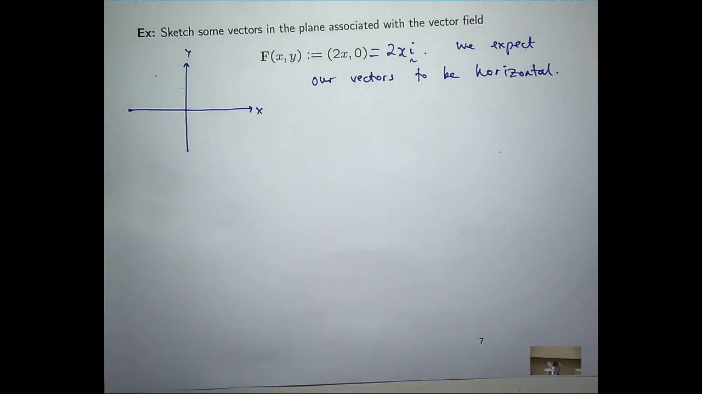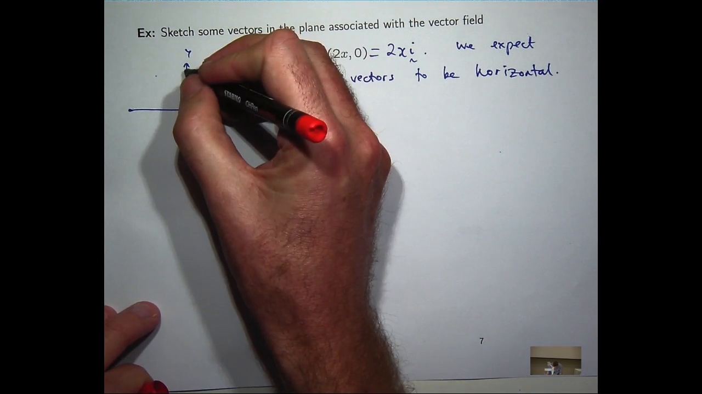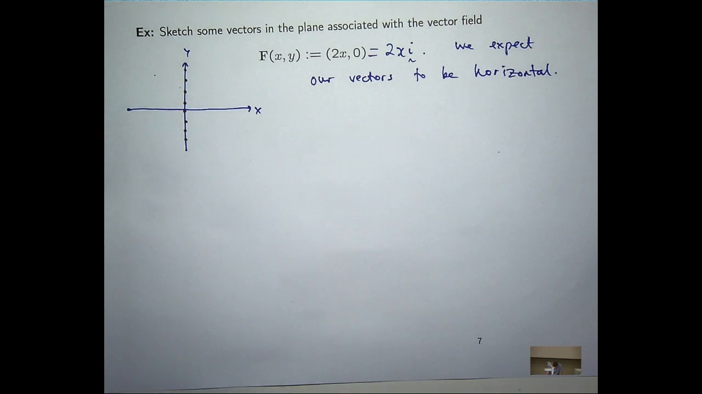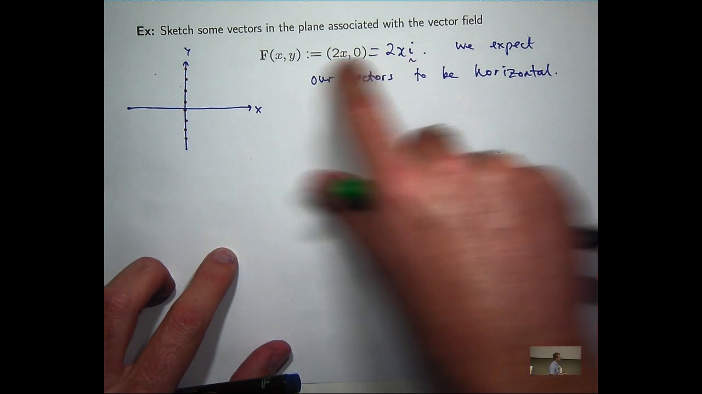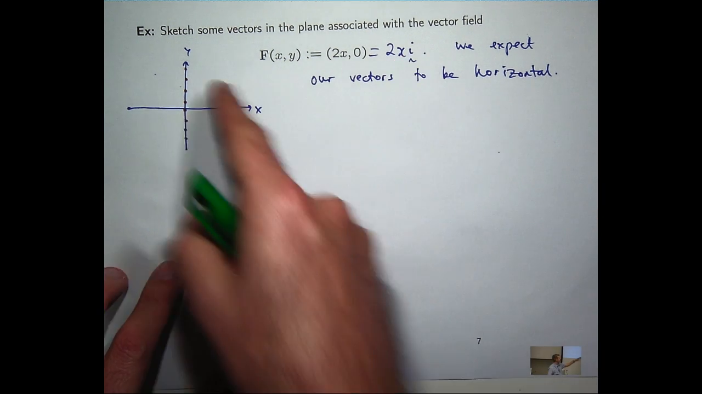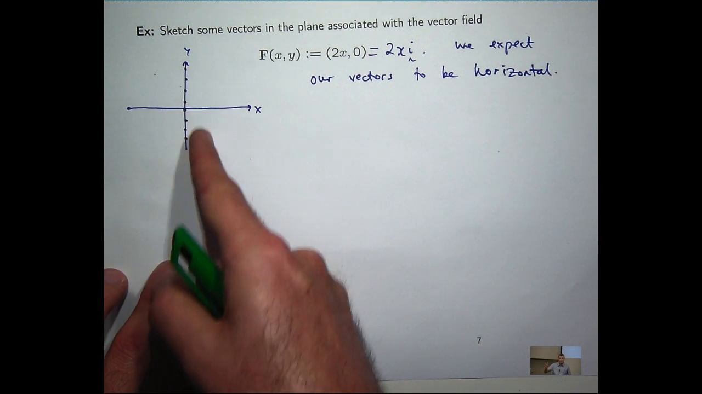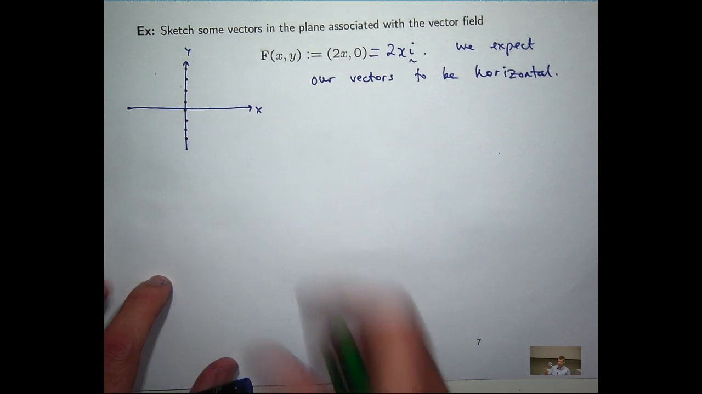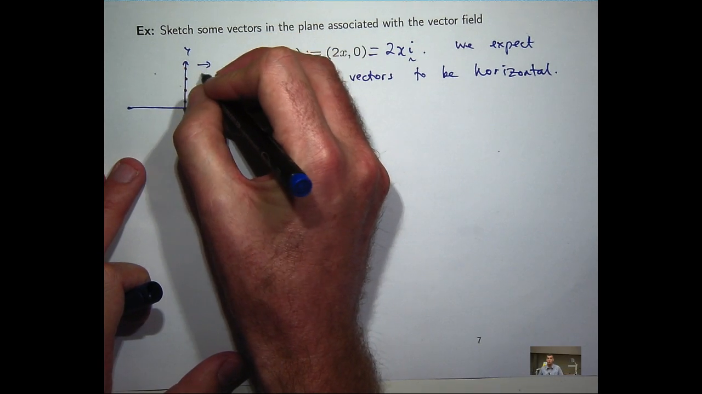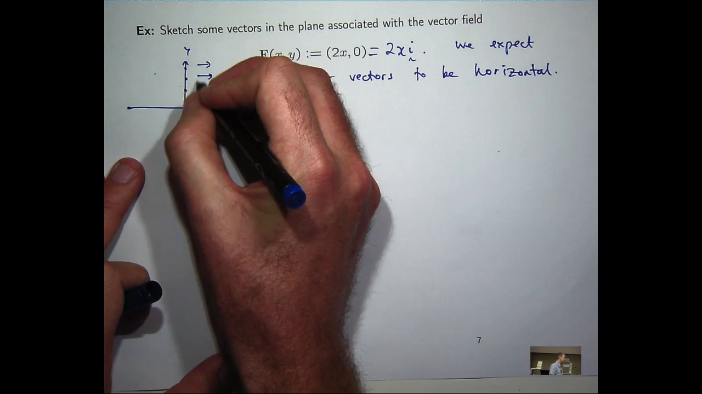Okay, so these are the points where x equals 0. We won't get anything there. We'll just get nothing. What happens, say, if x equals 1? Well, if x equals 1, I'll get the vector 2i. So if I draw in the line x equals 1, I'll have 2i vectors all along it. So say that the line x equals 1 is there.